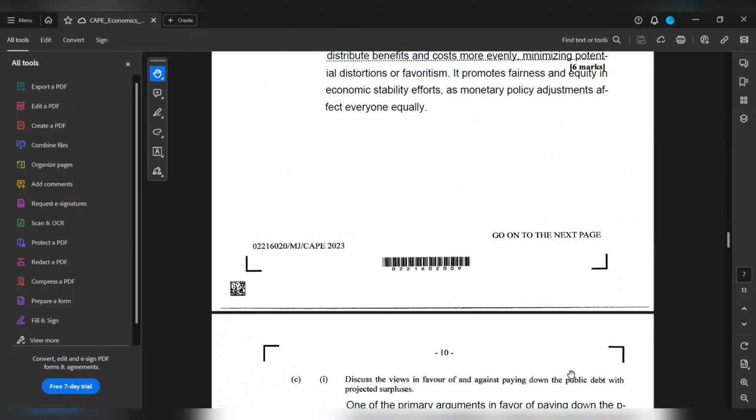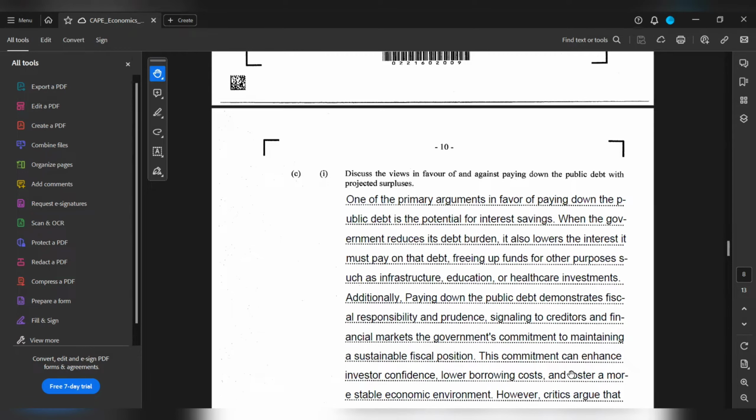Part C, discuss the views in favor of and against paying down the public debt with projected surpluses. One of the primary arguments in favor of paying down the public debt is the potential for interest savings. When the government reduces its debt burden, it also lowers the interest it must pay on that debt, freeing up funds for other purposes such as infrastructure, education, or healthcare investments.